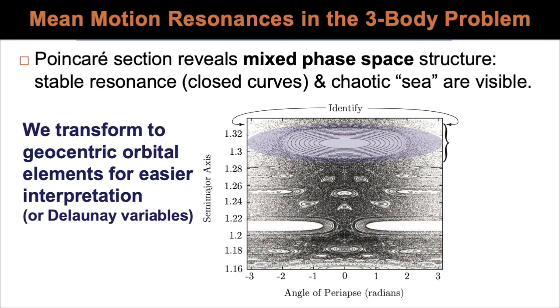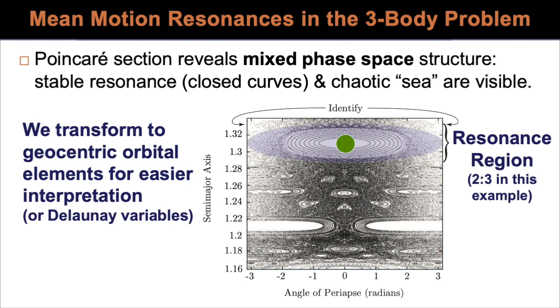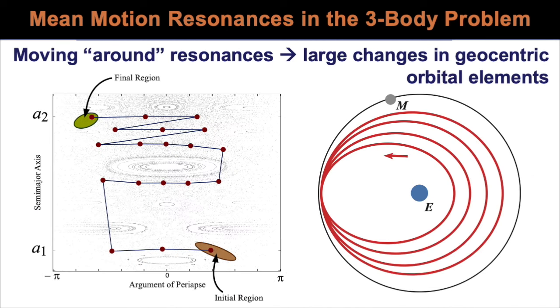We tend to see, and we can transform into orbital elements, like angle of periapsis, and then this is the non-dimensional semi-major axis. And what you can see here, I call this a Swiss cheese diagram. The holes are actually filled with closed curves, and those are stable resonances. And then there is this scattershot region, which is a chaotic sea surrounding these stable resonance islands. So this would be a stable resonance. In this case, it's the 2-3 resonance.